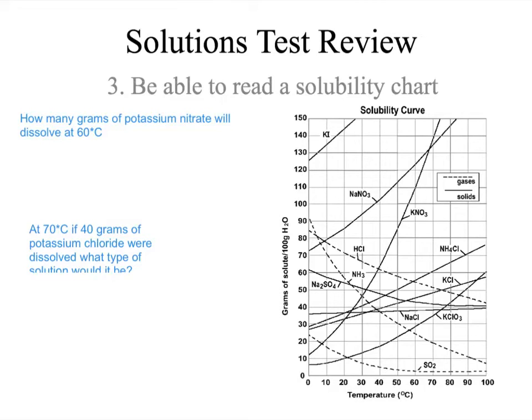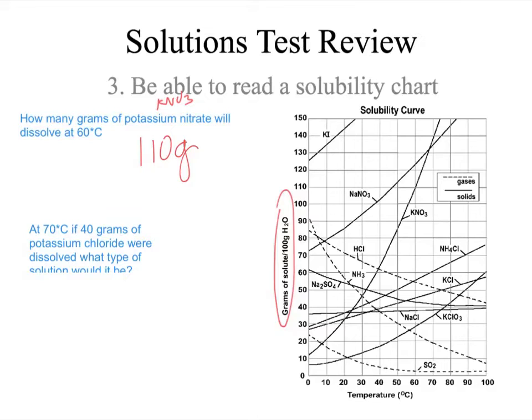Remember, it's always per 100 grams of water that we're dissolving it. And so if I wanted to know how many grams of potassium nitrate will dissolve at 60 degrees, then I would go over here and find potassium nitrate. And of course, remember that's KNO3. I would find 60 degrees, and I would follow 60 degrees until I got to potassium nitrate, and I would see that it is 110 grams of potassium nitrate that would dissolve in 100 grams of water.